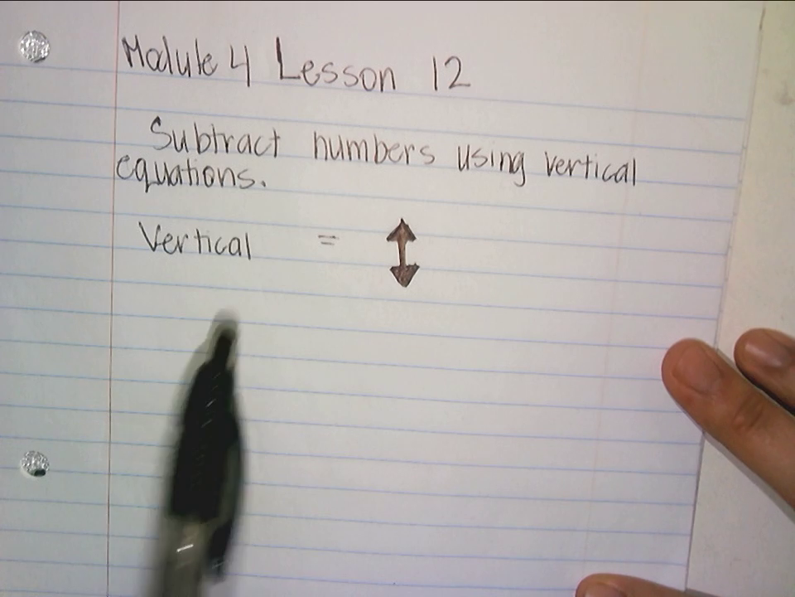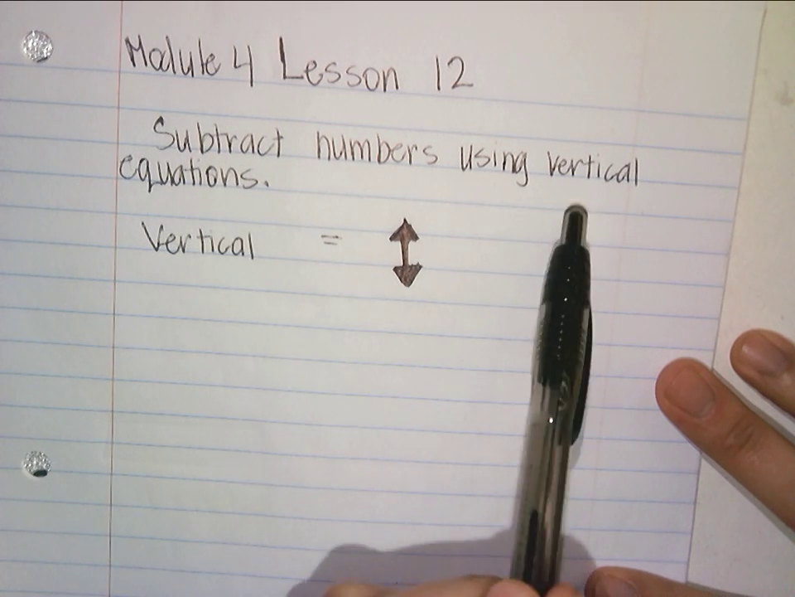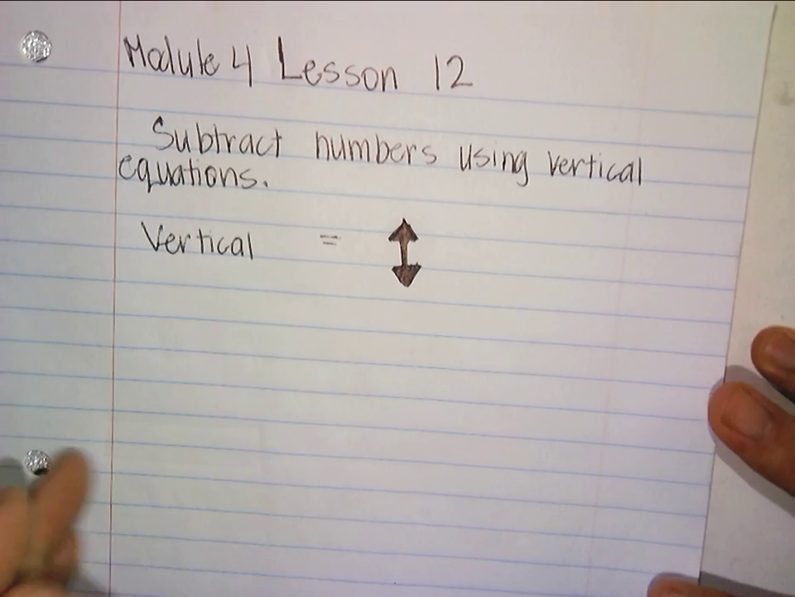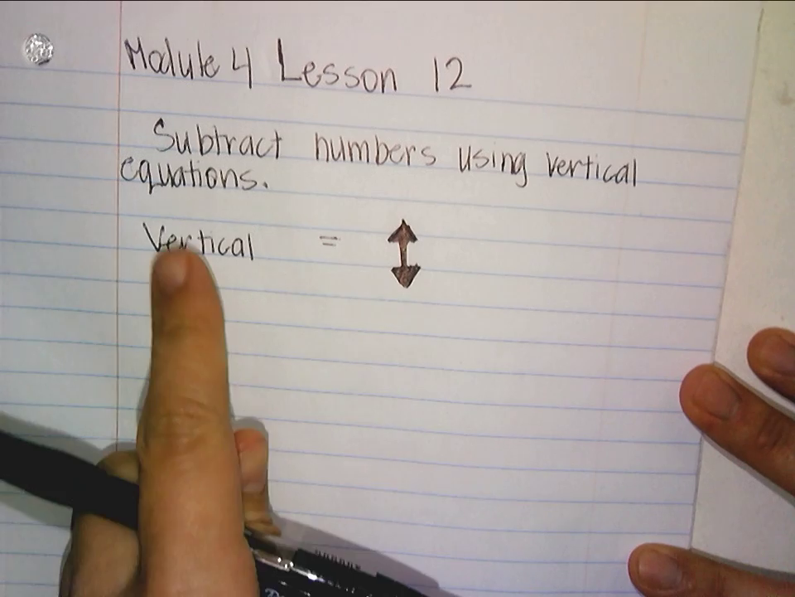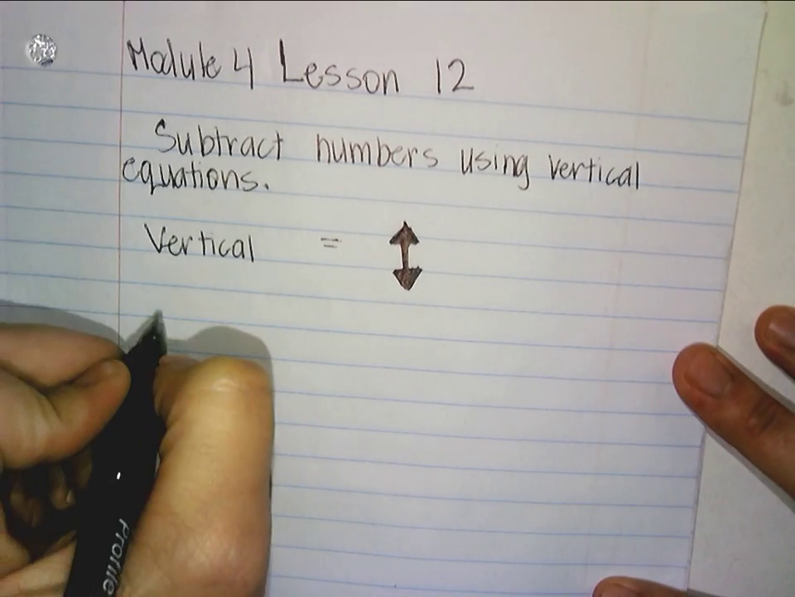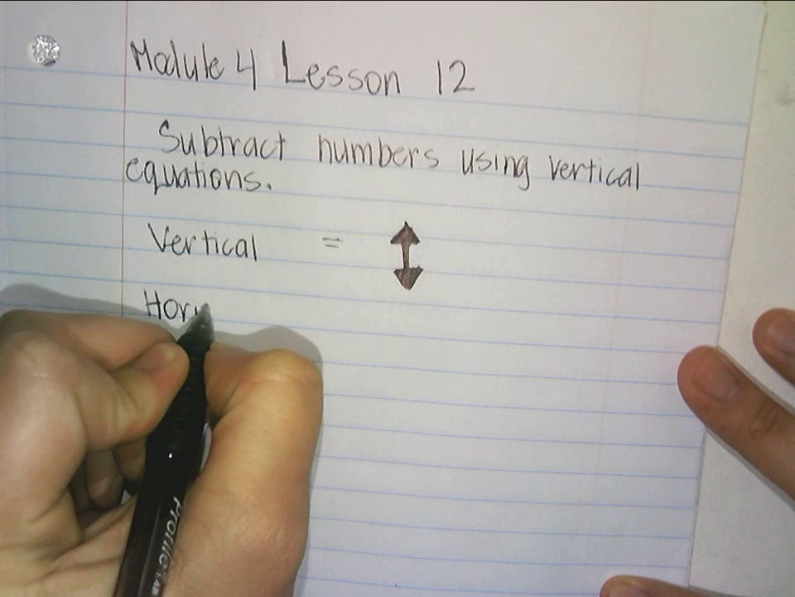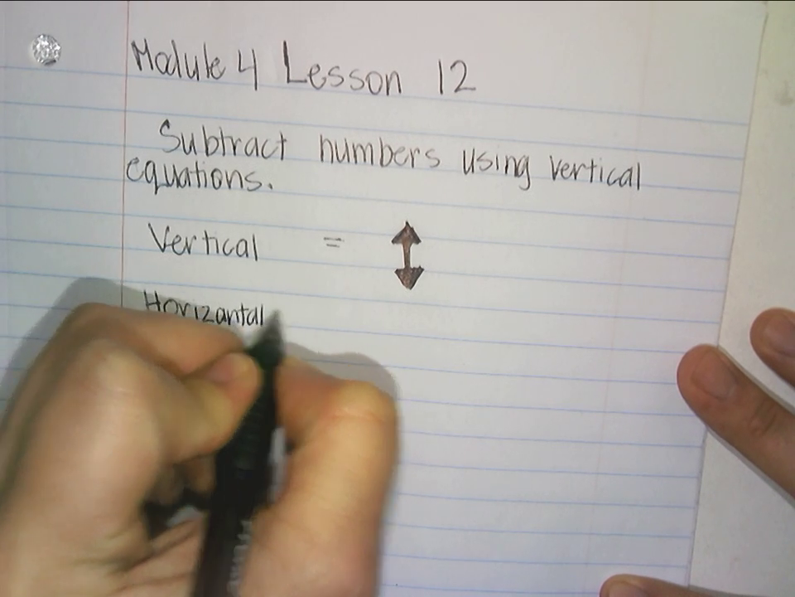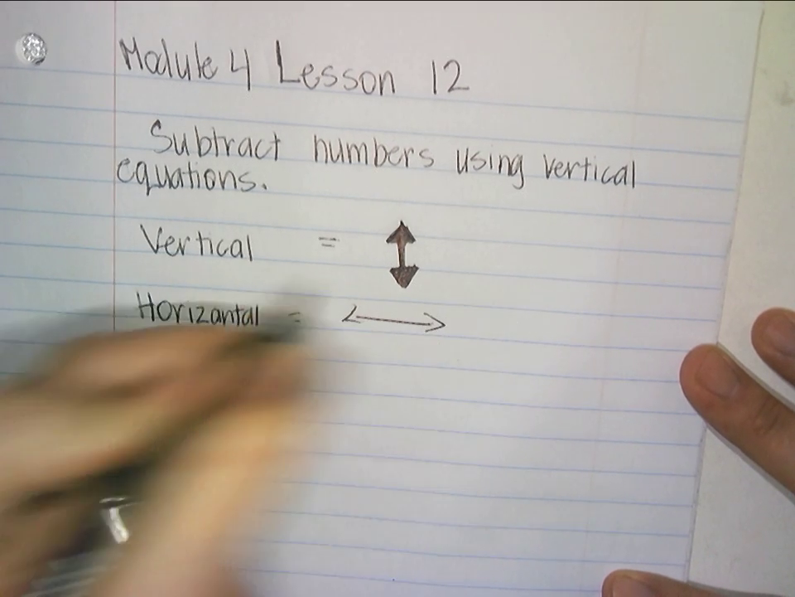So in this lesson you're going to be subtracting numbers using the vertical equations and a place value chart and place value discs. So remember, vertical means up and down this way. And then the other way is horizontal. And that's side by side like this, in that direction.